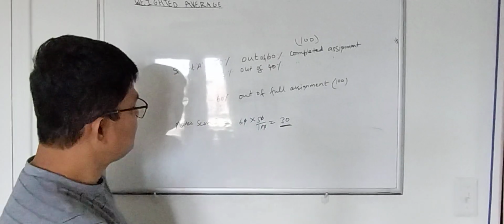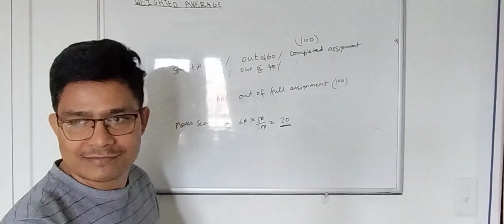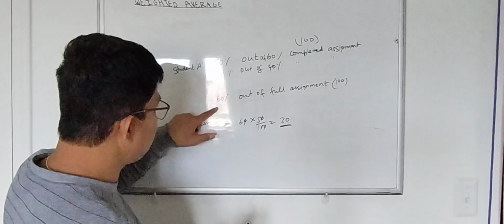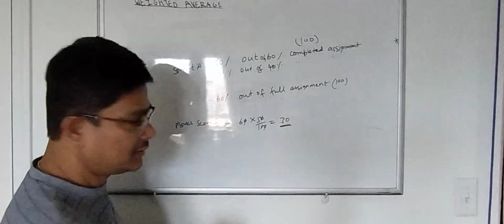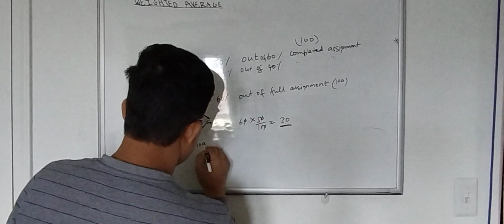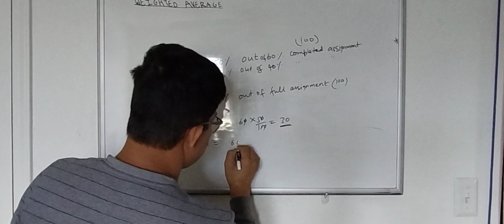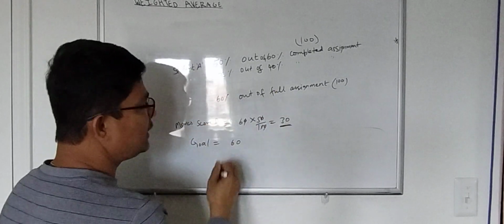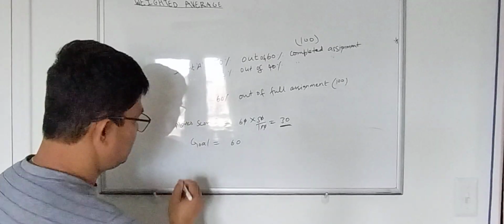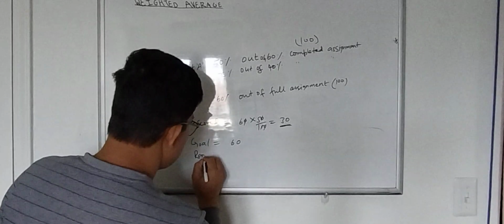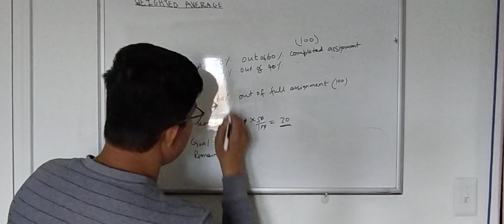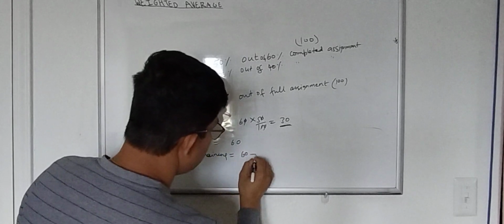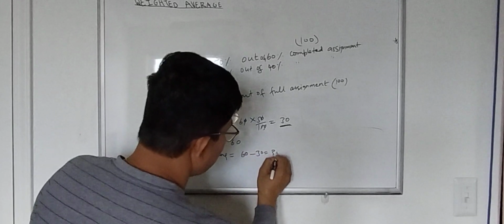30. So how much is remaining? 30. Correct? Because the goal is 60. You have to score 60% out of 100. So the goal is 60. 60% of 100 is 60. So remaining, how much score does C have to get in the remaining 40%? 60 minus 30, which is 30.